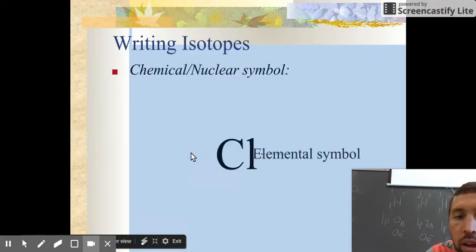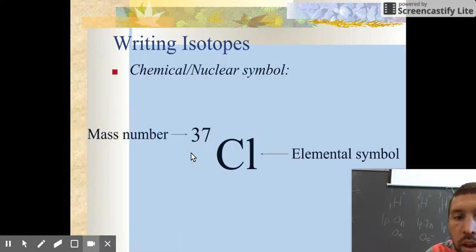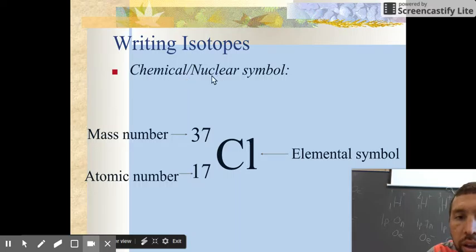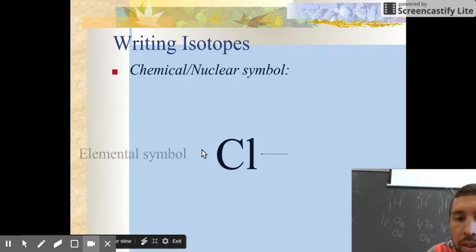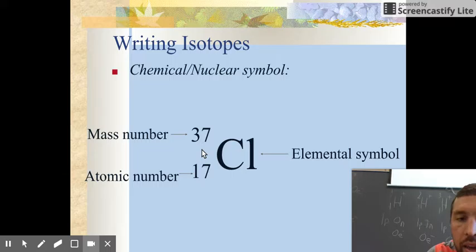So how will we do it in chemical nuclear symbol form? So just like you saw the hyphen form, here is it written in the chemical or the nuclear symbol. We put the mass number up top. Again, this is the number of protons plus neutrons. The atomic number is how many protons I have, and then I would write it with my elemental symbol. So again, you need to be able to recognize and write out isotopes in this form or in this form. And again, my mass number is just the number of protons plus neutrons.